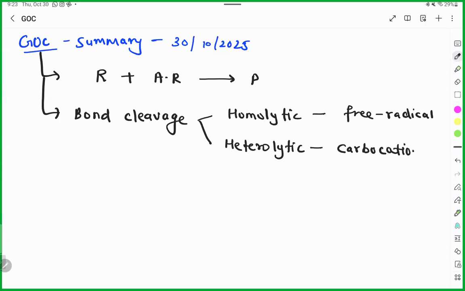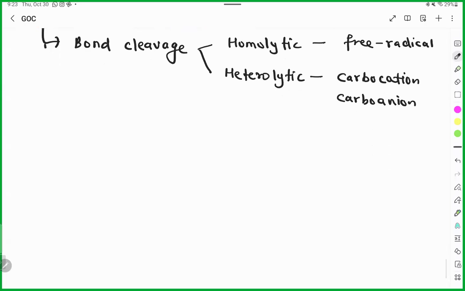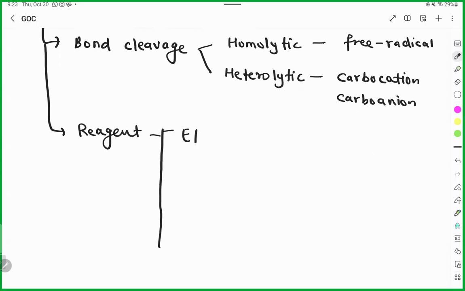I think I should ask questions from you rather than explaining everything. Okay? Anvita, what are the different types of reagent we have? First is electrophile. Anvita, tell me what is electrophile.